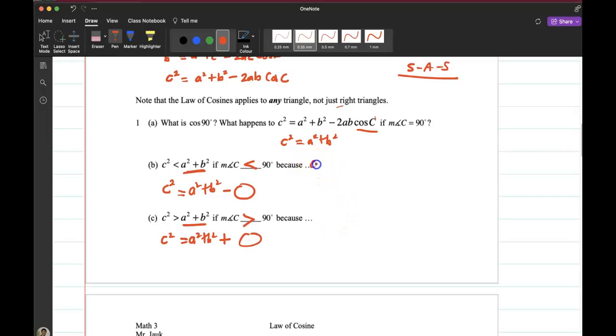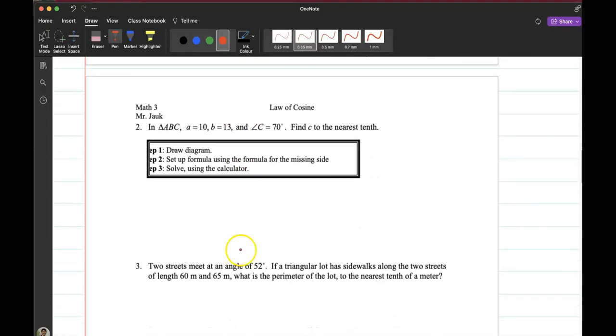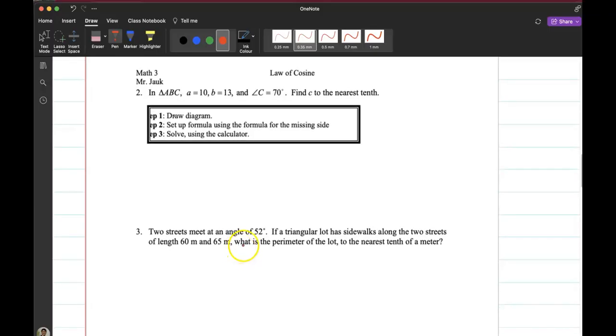Because when your angle is acute, cos C is positive, and when your angle is obtuse, cos C is negative. Negative and negative combine to make it positive, and this will become equal. A bit confusing, but it's not very important. Don't waste your time on that. The key thing is the sum.